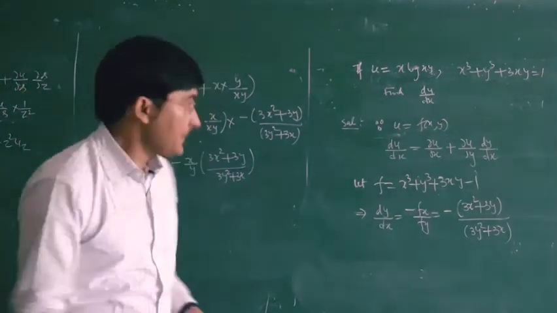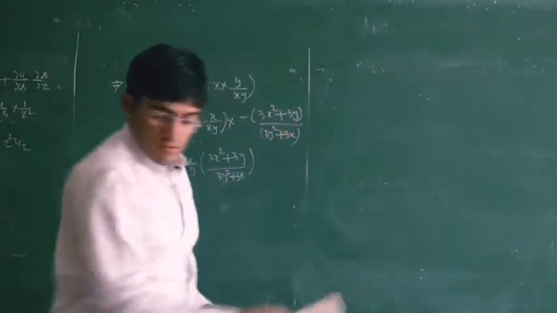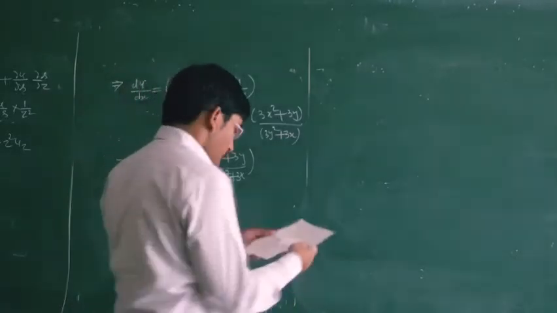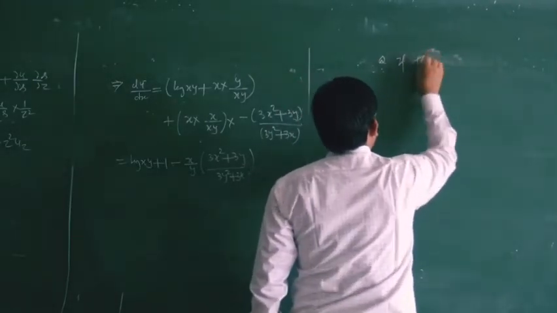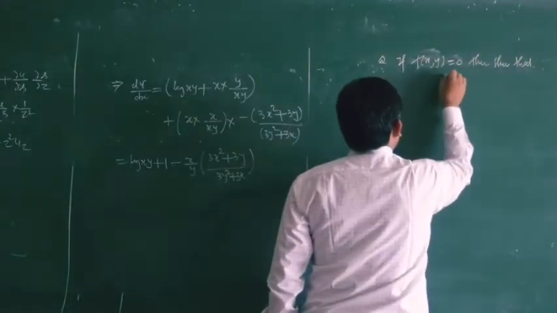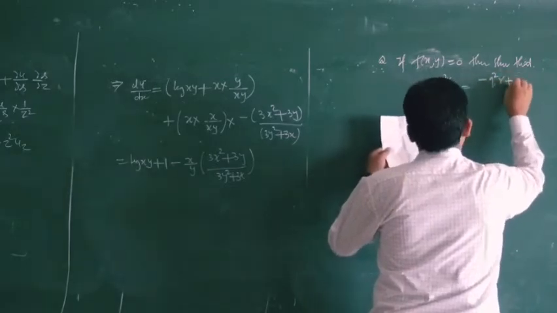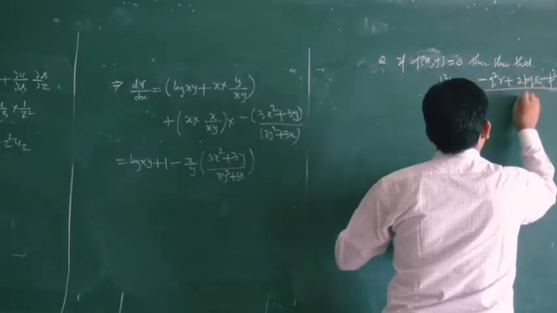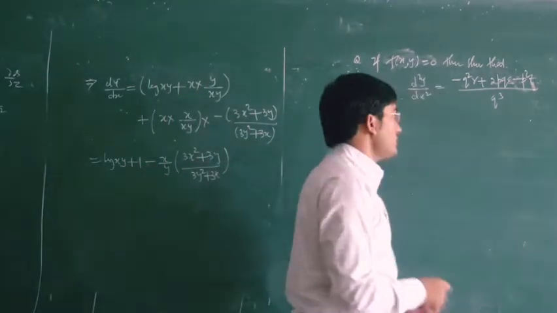Then the next question. The next question is, if f of xy equal to 0, then show that d2y upon dx2 is equal to minus q square r plus 2pqs minus p square t divided by q cube, where r, s, t, p, q are standard notations.